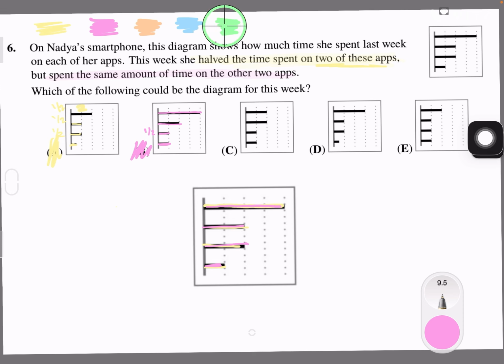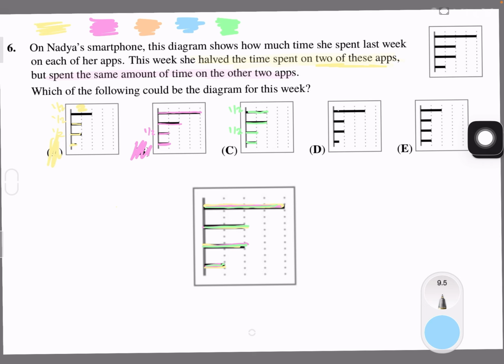Next, let's look at C. For C, the first one's 4, so the first one's been halved since it's only 2. The next one's 2, and here it's also 2, so it stayed the same. The third one has 2, but in the graph it has 1, so it's also been halved. And the last one has stayed the same. So in here, we can see that 2 of them have been halved and 2 of them stayed the same. So C must be the answer, but let's check D and E just to make sure.